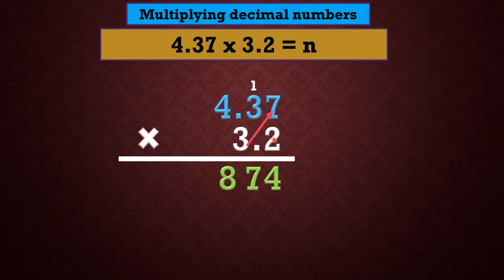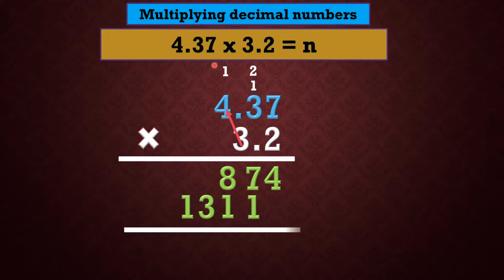3 times 7, and that is 21. Bring down 1, then carry 2. Next is 3 times 3, and that is 9, plus 2, that is 11. So bring down 1, carry 1. So 3 times 4, that gives us 12 plus 1. So we have 13. Now next step is to add the partial products.